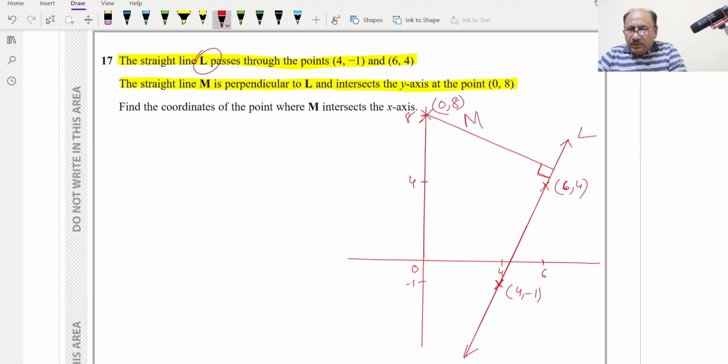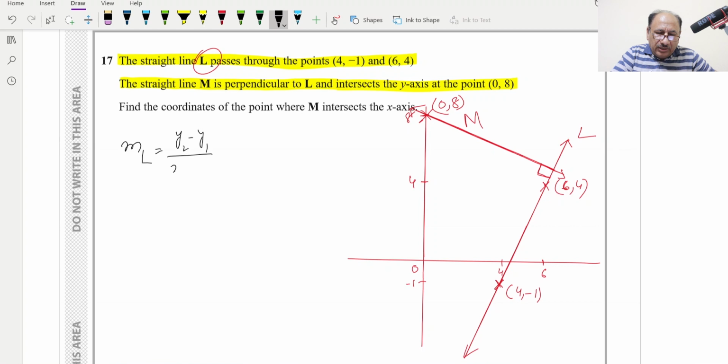This is line M, and we can even extend this line to this side and this side. We can put arrows, and first of all we will be checking the gradient of the line. So gradient of the line, M of the line L, will be equal to y2 minus y1 over x2 minus x1, and this will be equal to 4 minus -1 over 6 minus 4. So we have taken this point and this point.